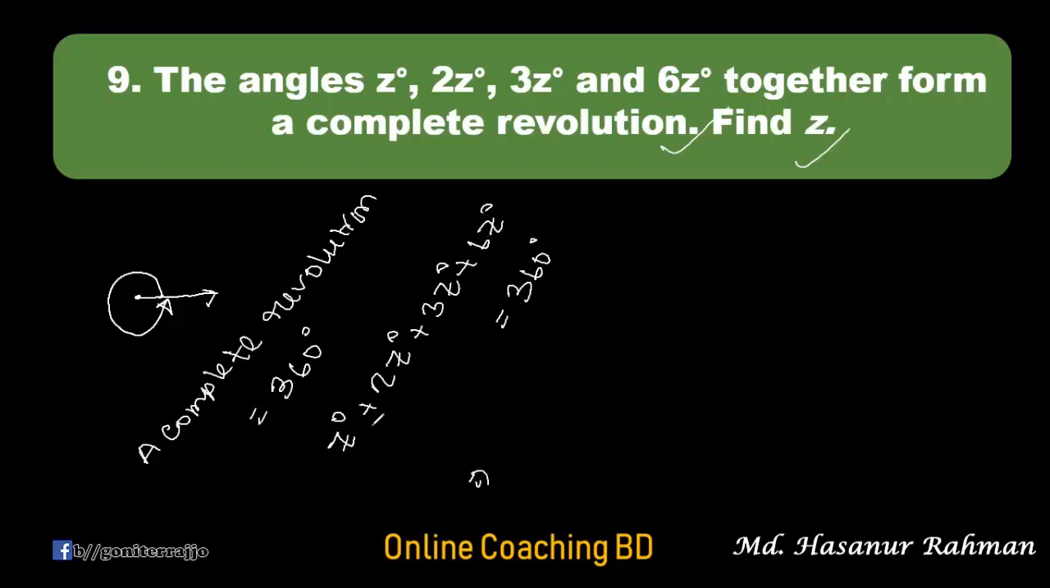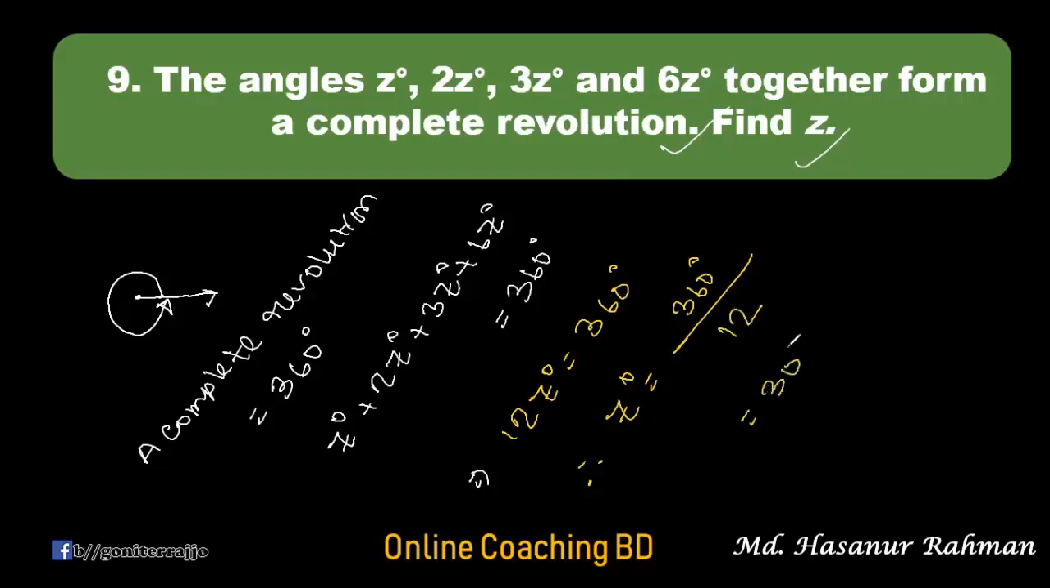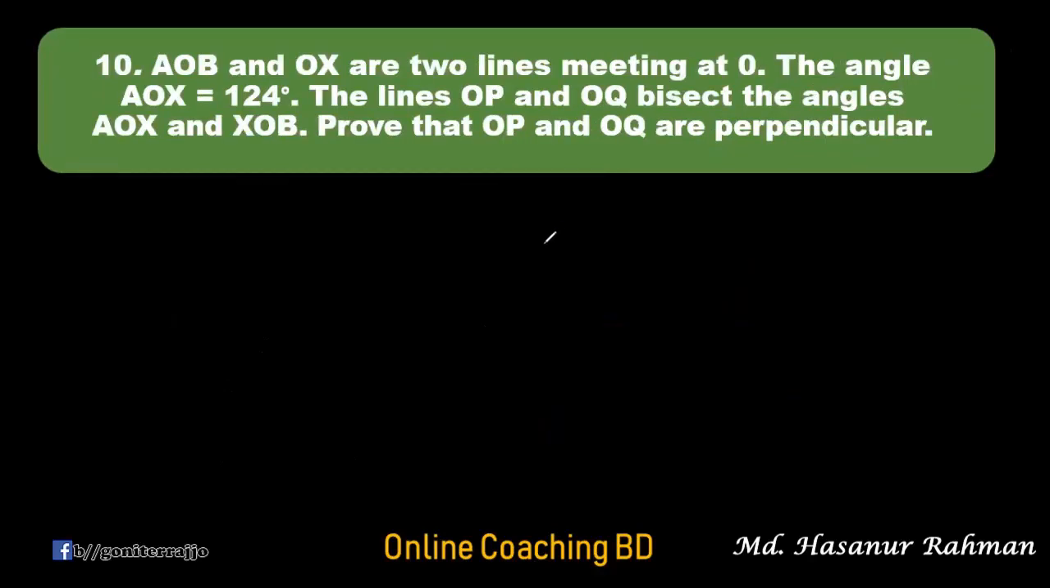Very simple problem. So if I want to add Z plus 2Z, 2 plus 1 is 3, 3 plus 3 is 6, 6 plus 6, that is 12Z degree equal to 360 degree. If you divide this 360 by 12, what will we get? We'll get Z degree equal to 360 degree by 12. That means 30 degree. Now our last problem.